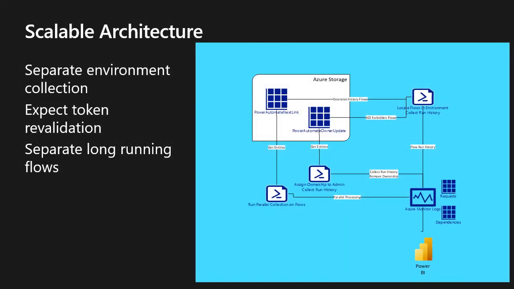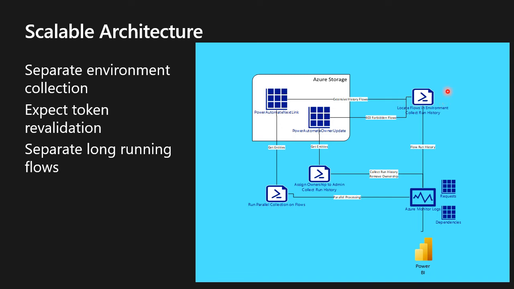Scalable architecture. So what you see here on the right is a diagram I've designed to sort of describe a solution that will help us collect flow runs at scale. This will include working with both PowerShell, specifically in our case Azure Automation, running PowerShell runbooks. We'll be using Azure services such as Azure Storage Table, and Azure Application Insights and Log Analytics, as well as Microsoft Power BI.